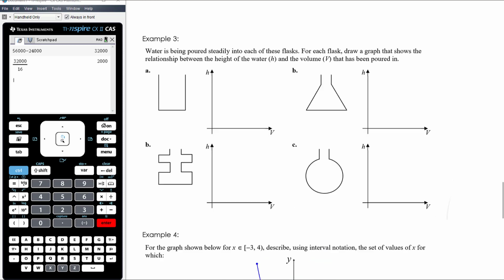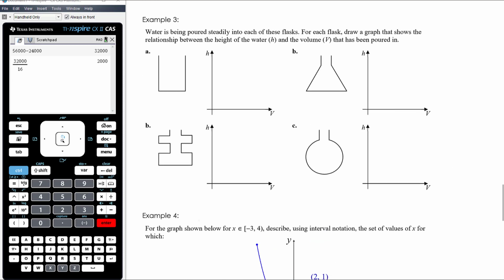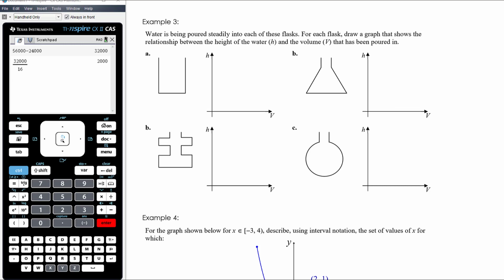Okay, example 3. Here we want to draw some very imprecise graphs, just getting the sense of what's happening. Water is being poured steadily into each of these flasks. For each flask, draw a graph that shows the relationship between the height of the water and the volume that has been poured in. Now, being poured steadily, the water is being poured at a constant rate, so the volume is changing at a constant rate. But we're not sketching a graph about volume. We're sketching a graph of how the height changes as the volume changes.